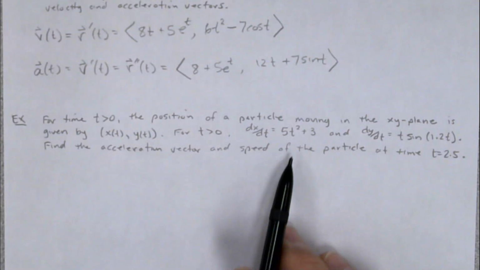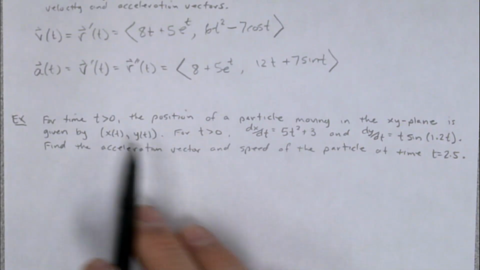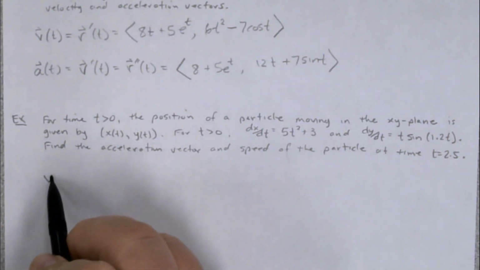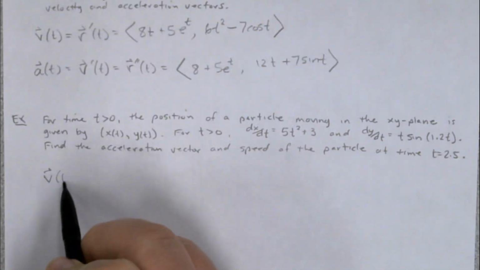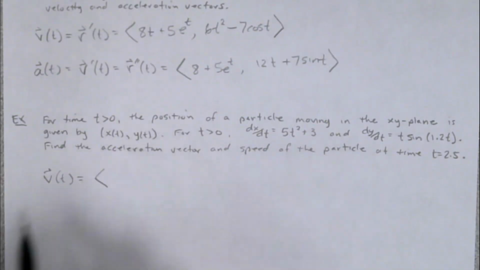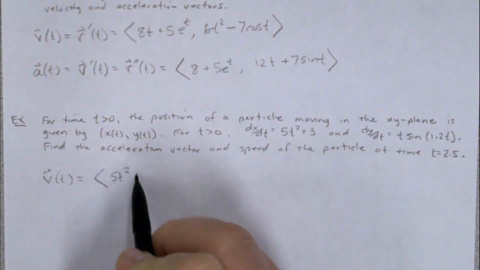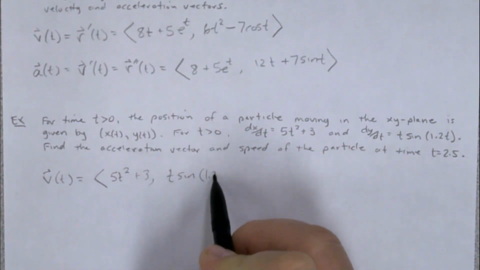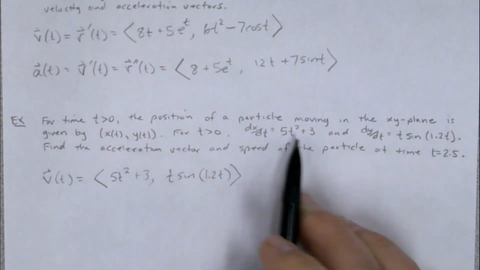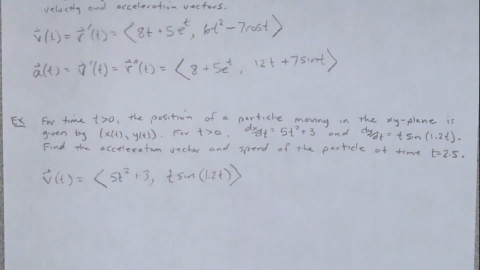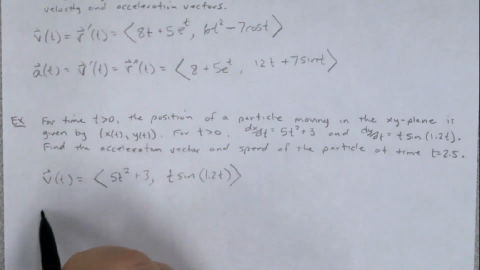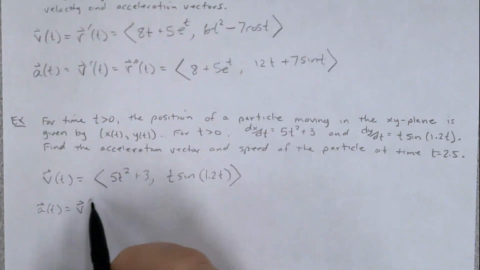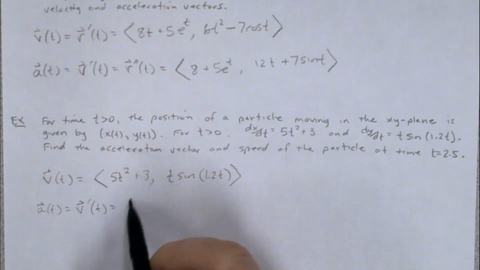The acceleration vector is the derivative of the velocity, so we have to find the velocity vector, which we are basically given. So v of t is 5t squared plus 3, and t times the sine of 1.2 times t. That and that in there. So the acceleration vector is the derivative of the velocity vector. And so we just need to take the derivative of this piece right here.